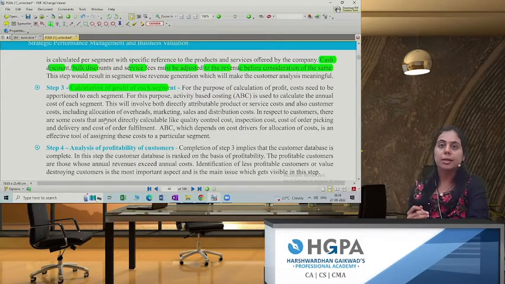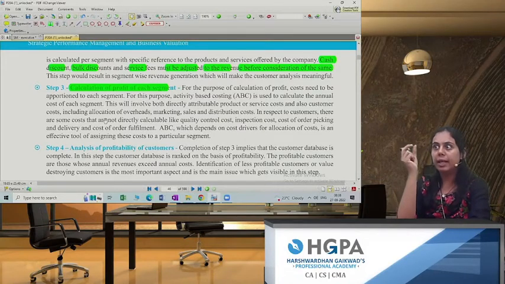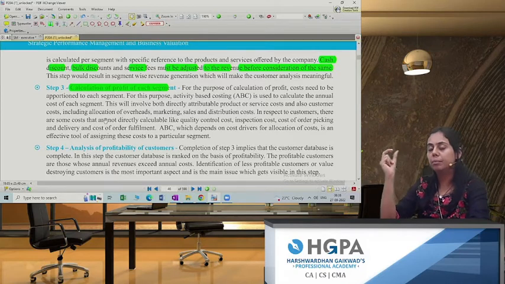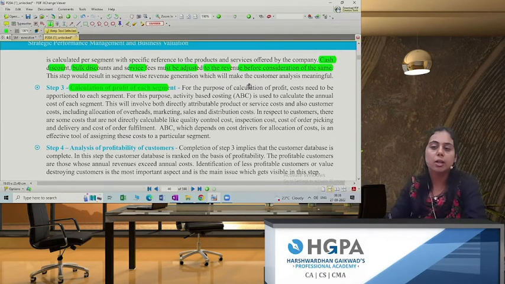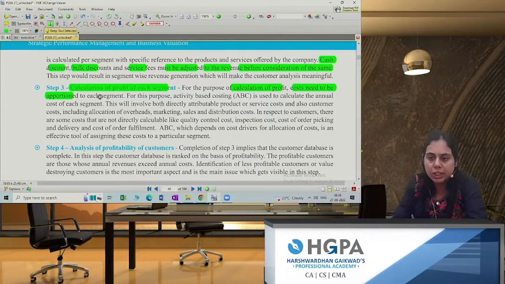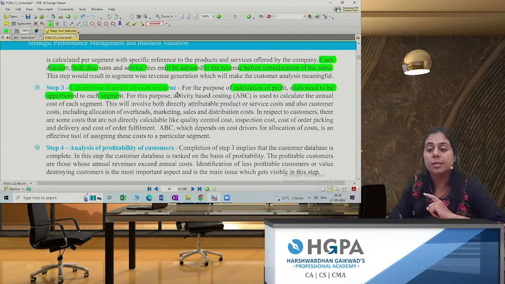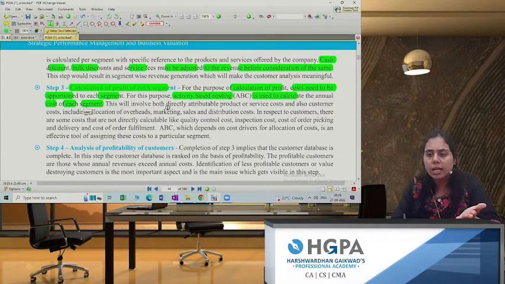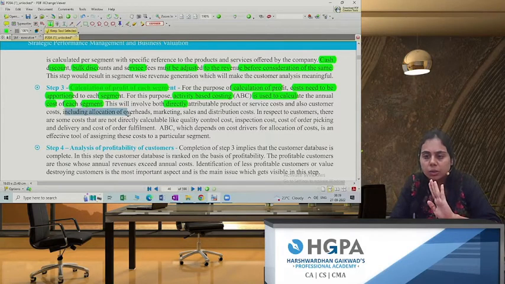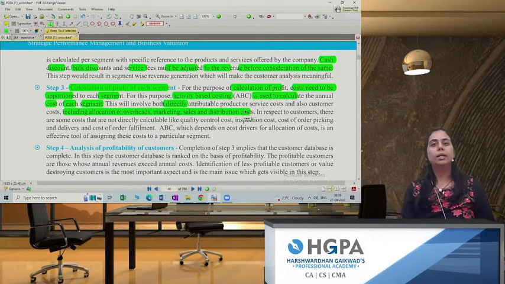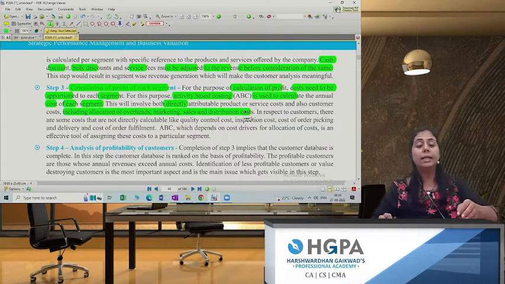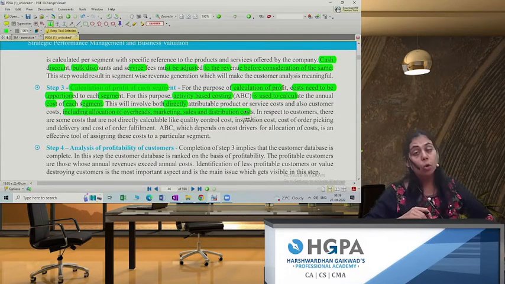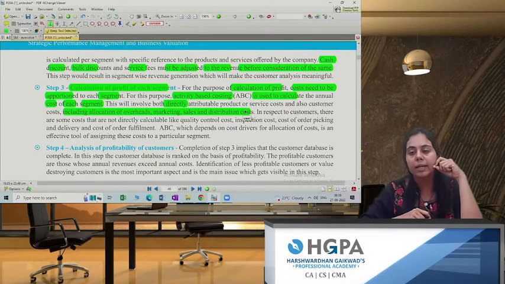Each segment ka matlab samajh mein aata hai, each activity. There will be separate activities and separate activities ka separate basis se profit compute kiya jata hai. For the purpose of calculating the profit, obviously the cost needs to be apportioned to each segment. And then for this purpose an activity based costing is used to calculate the cost of each segment. Cost also rahenge all the direct costs as well as the indirect costs also. Okay, kya likha hai? All the direct costs which are related to the product and all the indirect costs. Indirect cost ka matlab hota hai jahan pe hum overhead ko allocate karte, that is known as the indirect cost.